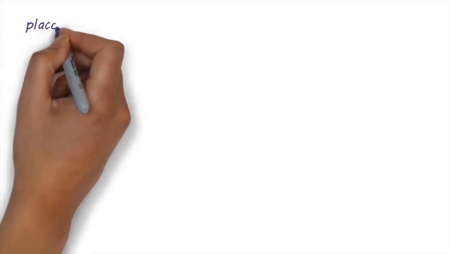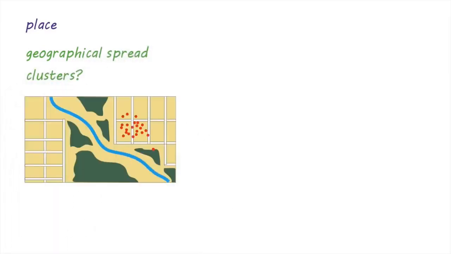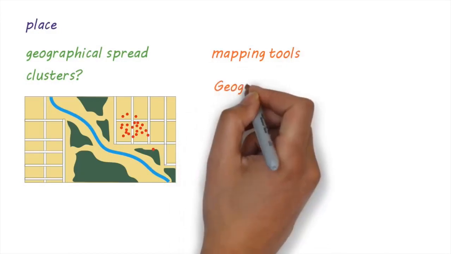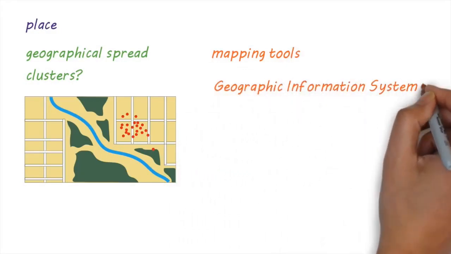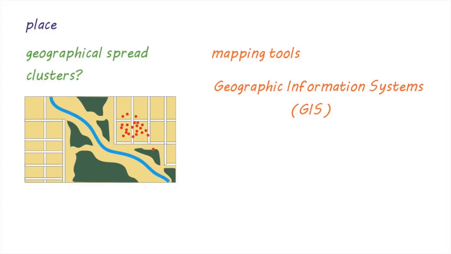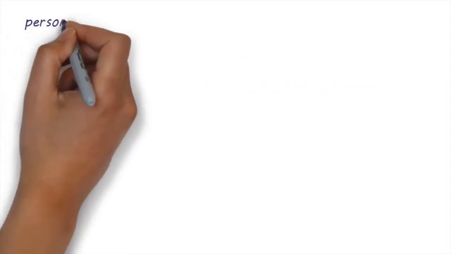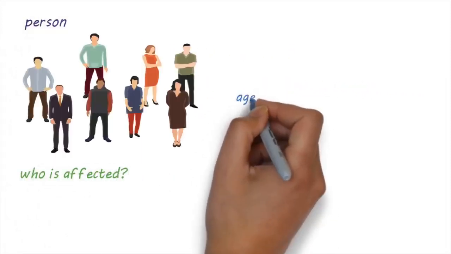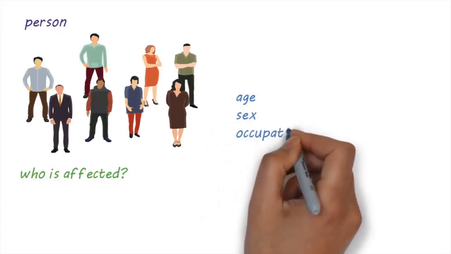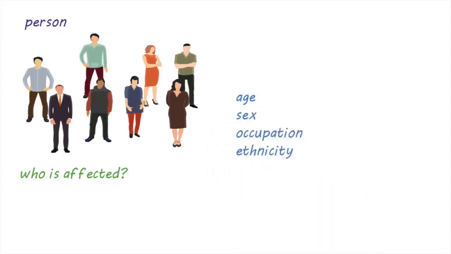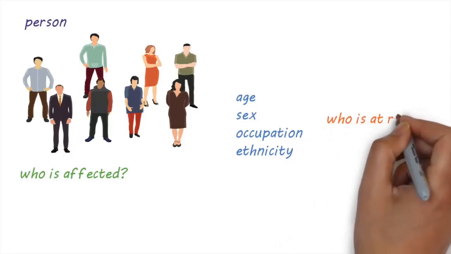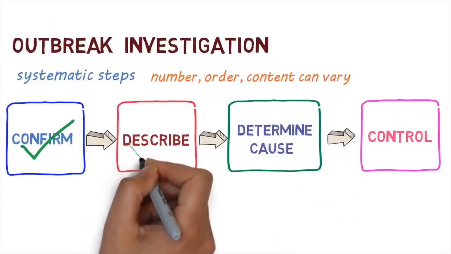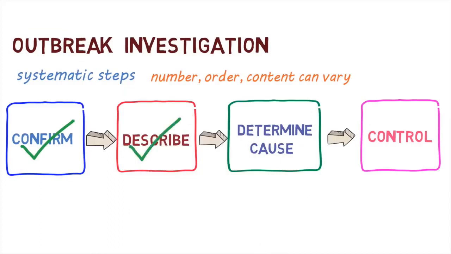The other descriptor is place. This can provide information on the geographical spread of illness and identify if there are any clusters. Modern mapping tools and geographic information systems technology have become important tools in mapping and tracking outbreaks. Describing people who are affected by the outbreak, for example by age, sex, occupation, and ethnicity, can provide useful insights into the disease. It allows investigators to figure out who is at further risk. And that's a look at the second step of outbreak investigation, which is how to describe an outbreak.